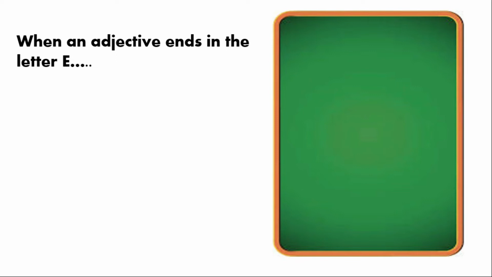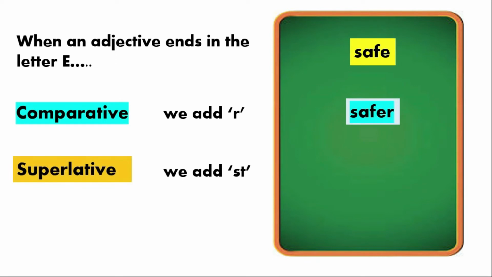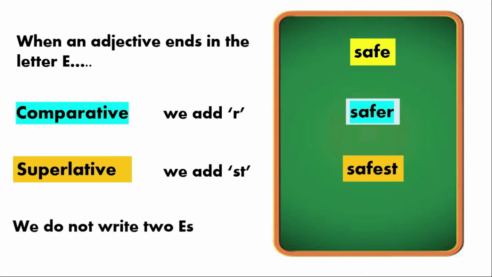When an adjective ends in the letter E, like safe here, for the comparative, we add r, and it's safer. For the superlative, we add st for it to be safest. And this is when the adjective ends in the letter E. Remember, we do not write two E's for this, so we do not say safeest with two E's. This is wrong.